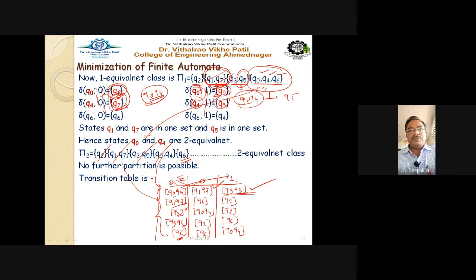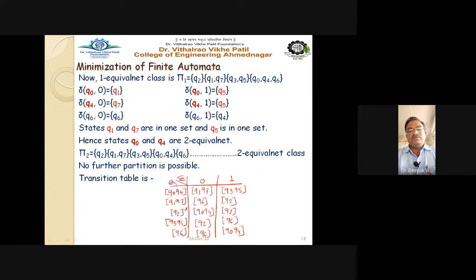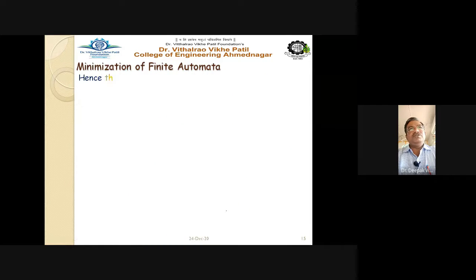Now Q1 Q7 on input 0 goes to Q6, and on input 1 goes to Q2. In the same way we have to write down all the transitions, and once you write down all the transitions in the transition table, it becomes very simple to draw the transition diagram of the minimized finite automata. So see here, hence the minimized DFA is drawn here.